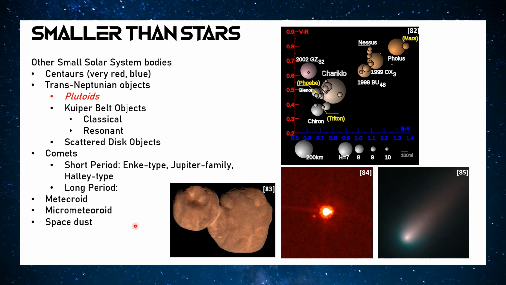And then finally, at the smallest levels below meteoroids, you can maybe have micrometeoroids or maybe just space dust. So these are small little particles.